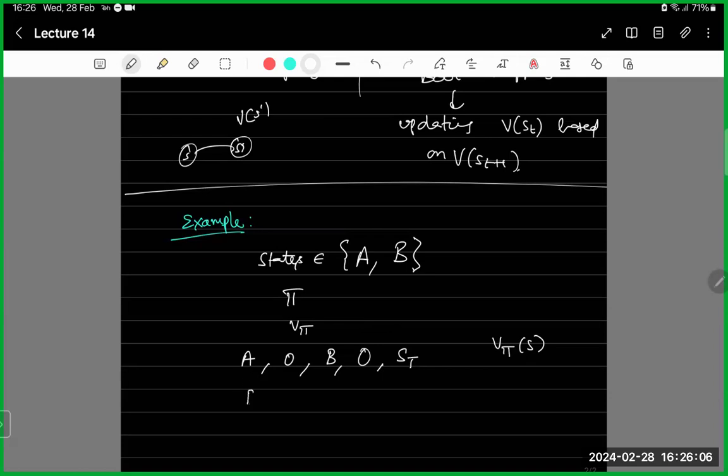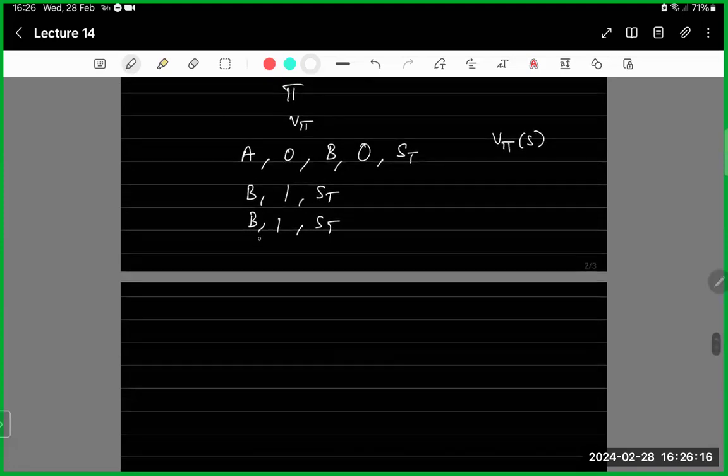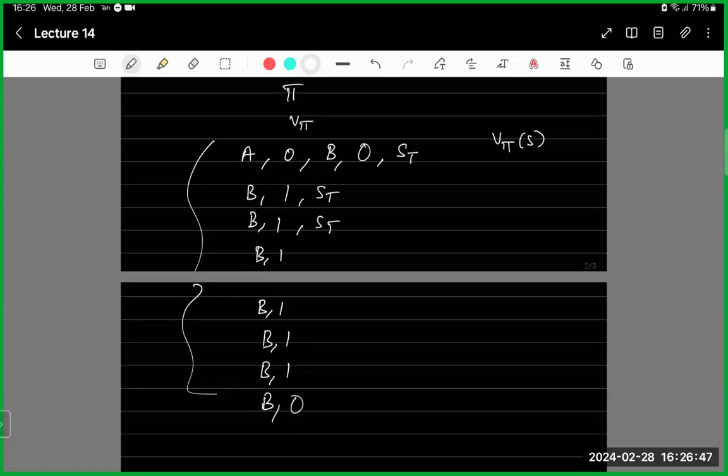And then maybe I'll give you a few other episodes which I'm seeing. I'm not writing ST in the end, so you just think that the last one is ST. So let's say I've seen these 8 episodes of data. I've started acting according to pi and run multiple episodes of data. A lot of episodes ended in one step itself, and the first episode ended in 2 steps.